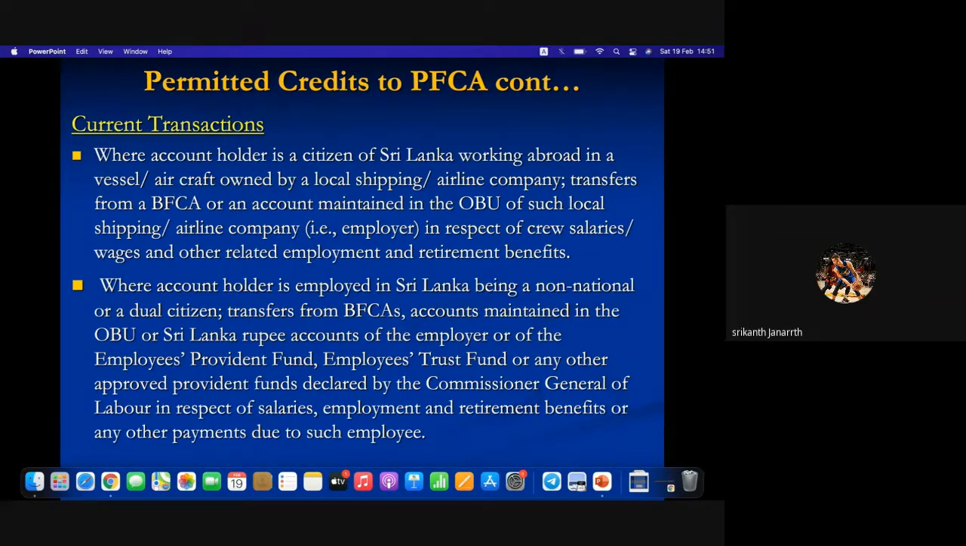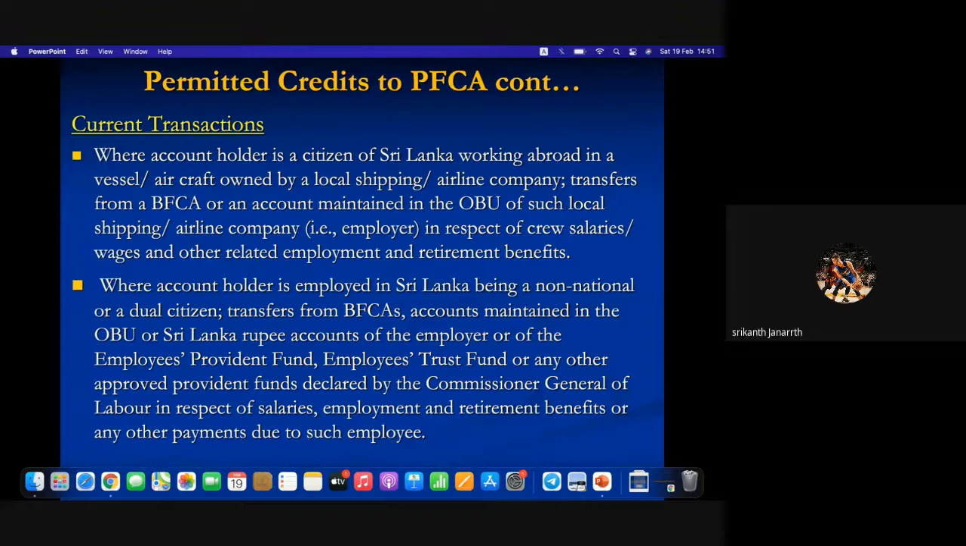There are two more transactions. In a Sri Lankan vessel, as I told you, where the account holder is a citizen of Sri Lanka working abroad in a vessel or aircraft owned by the shipping or airline company, the company can transfer from the BFC account it maintains. So if the employer has an OBU account or a BFC account, they can transfer crew member salary, employment income, to the account holder.